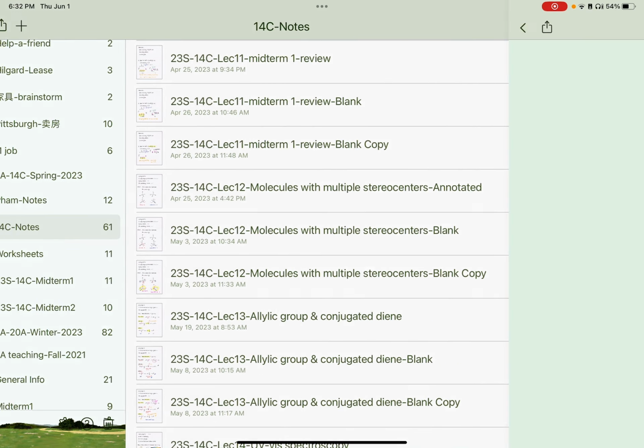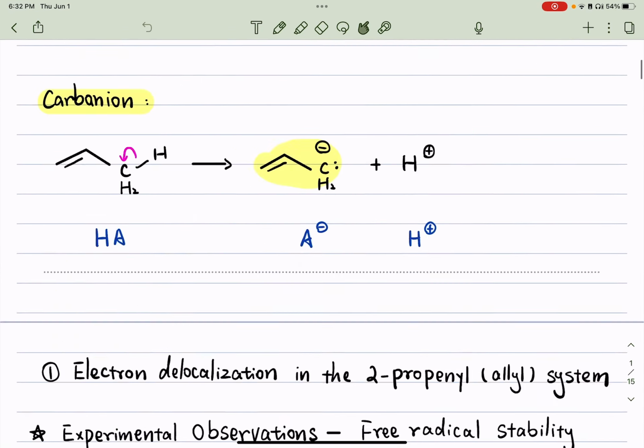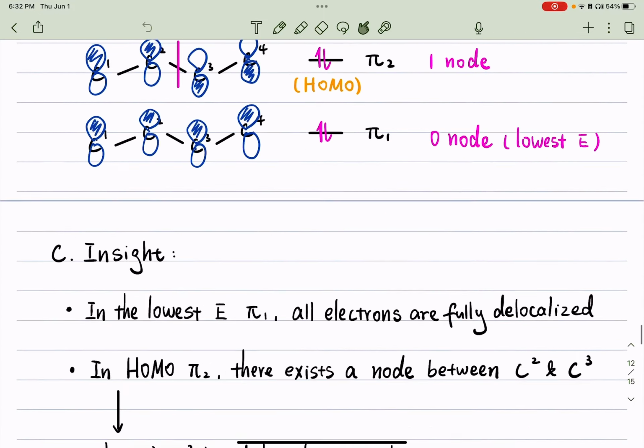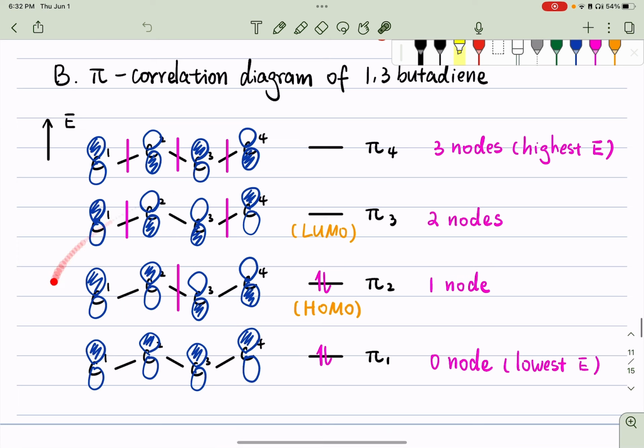Allylic bond and conjugated diene. So conjugated diene is in the lecture notes. Let's keep going. All right, so that's where you have, right? So that's your HOMO. That's your LUMO. HOMO, you have a node plane between C2 and C3. LUMO, you have a node plane between C1 and C4. So let's go back and draw it.